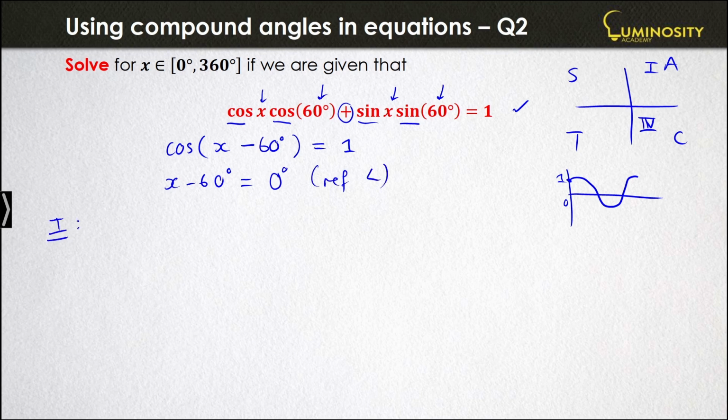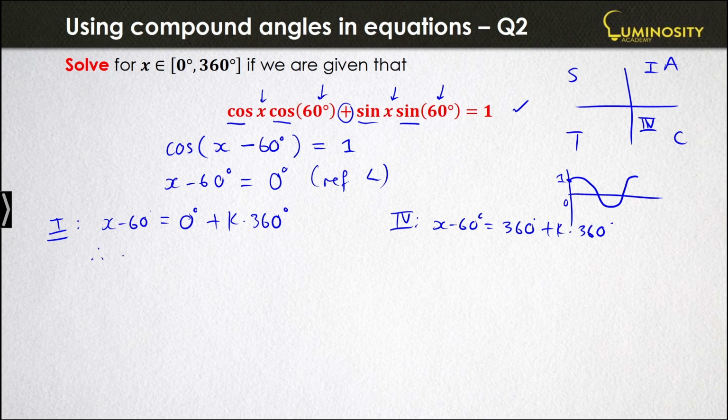So in the first quadrant, we're going to have the angle x minus 60 degrees equals 0 degrees plus k times 360 for the period of cos. Or in the fourth quadrant, x minus 60 degrees equals 360 minus your reference angle. So 360 minus 0 is 360, plus k times 360 degrees. Now solving for x, if I add 60 degrees to both sides, I get 60 degrees plus k times 360. And over here, if I add 60, I get 420 degrees plus k times 360, where k is an integer.